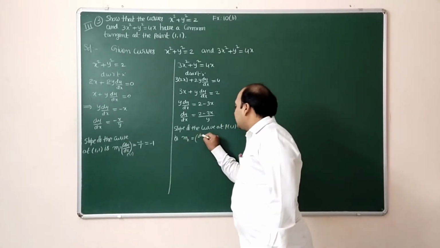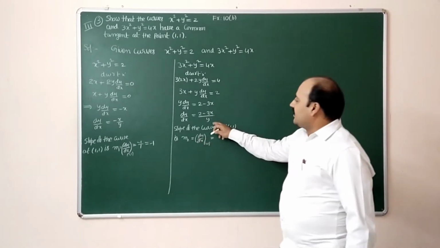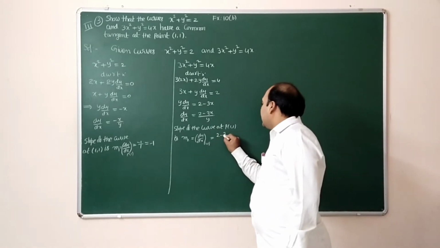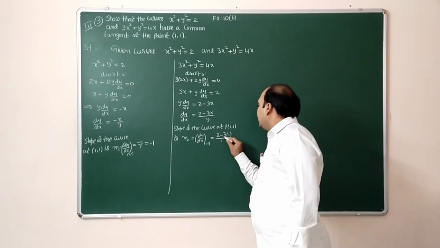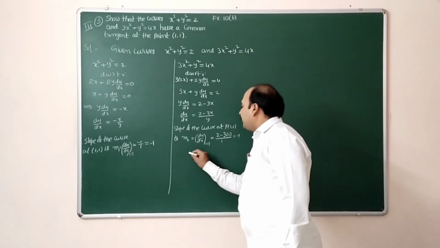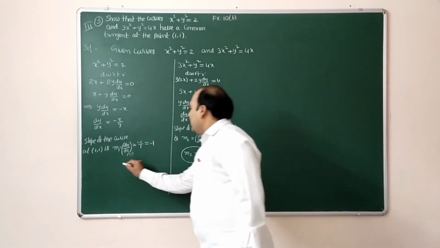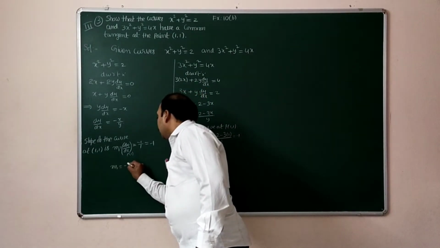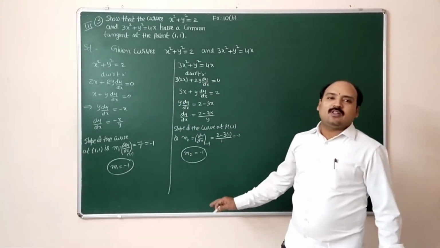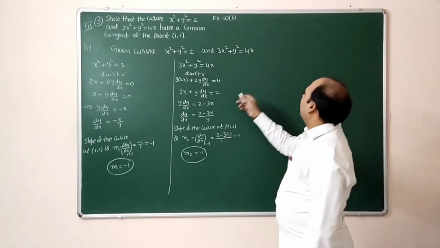m2, dy by dx at 1, 1 is, wherever x and y is there replacing with 1, 1, you get 2 minus 3 into 1 divided by 1. So 2 minus 3 is minus 1. So therefore m2 equal to minus 1. m1 equal to minus 1. Actually here only we can conclude that whenever slopes are equal, they are having common tangent. But they are asking to prove, no? So we will prove that.